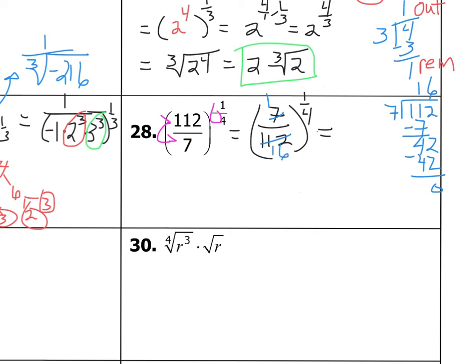That makes our life a whole lot easier. So the next thing I'm going to do is I am going to raise 1 to the 1/4. So I'm going to split these up, and then 16 to the 1/4.